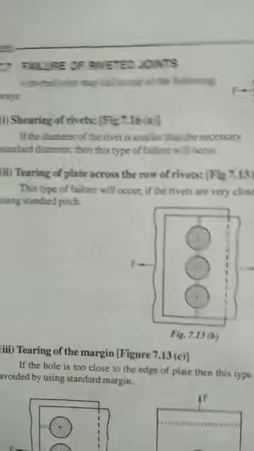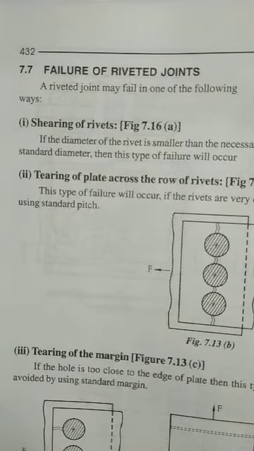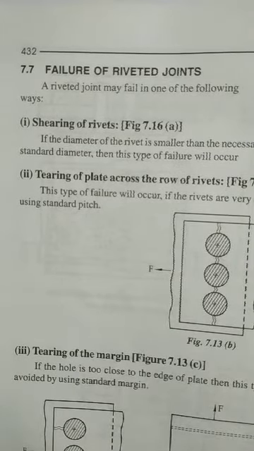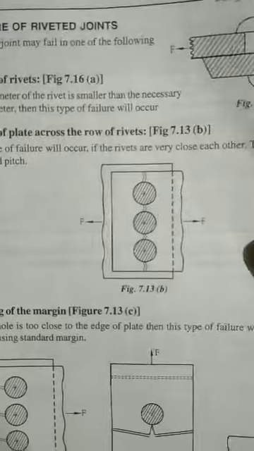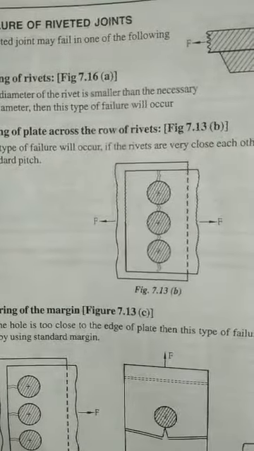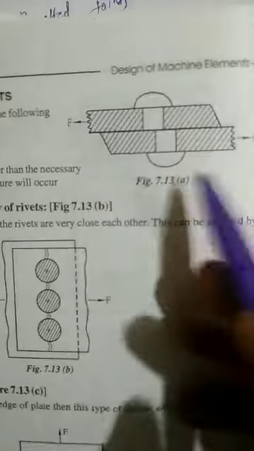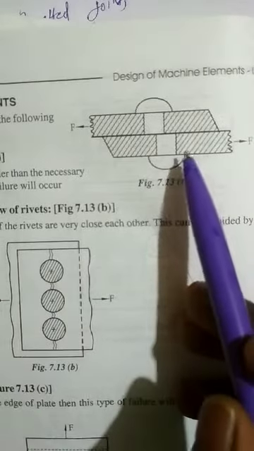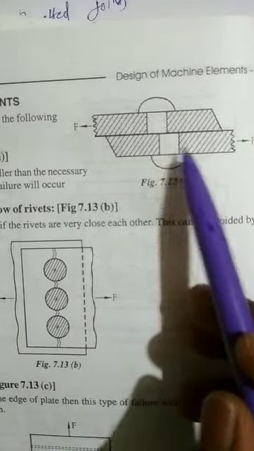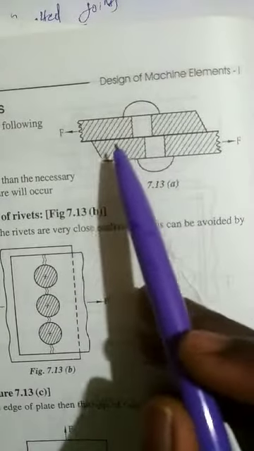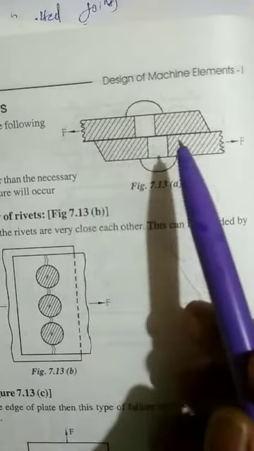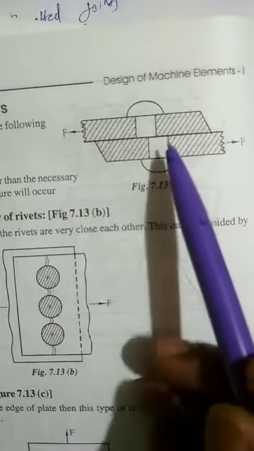Now we'll go through different types of failures of riveted joints. See, in this figure you can see a single riveted lap joint. When a load is applied, what will happen?